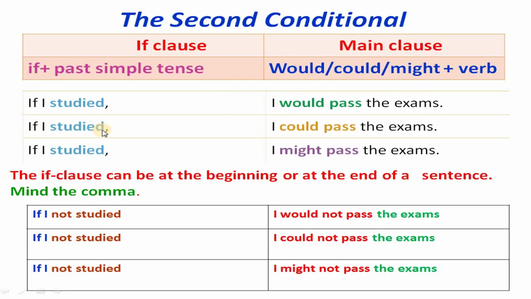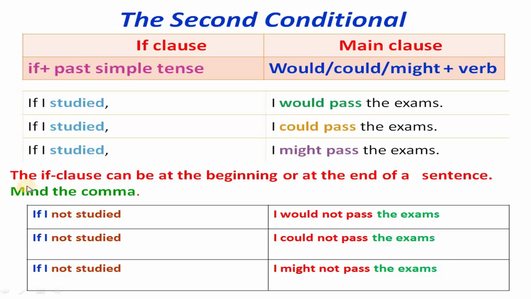Second one, if I studied, I could pass the exams. See, would and could are both past forms. If I studied, I might pass the exams. In the main clause we are using might one time, could one time, would one time. So we are using different modals here, but in the if clause it is always past simple. In the main clause we use would, could, might, which are past forms of modals.